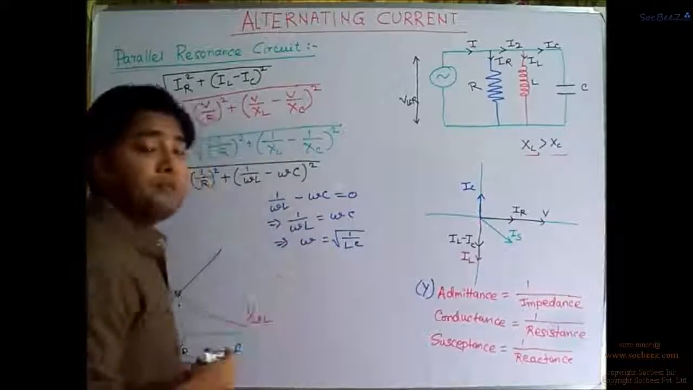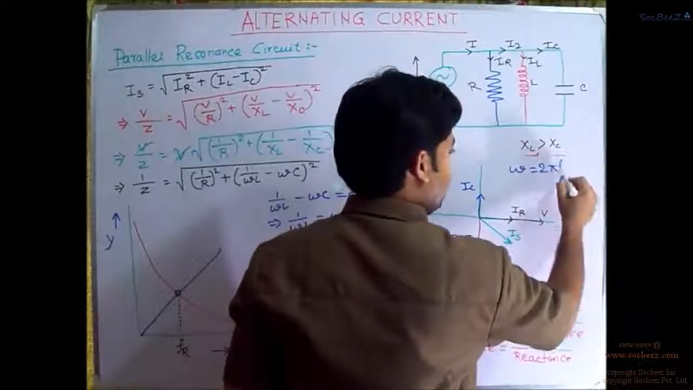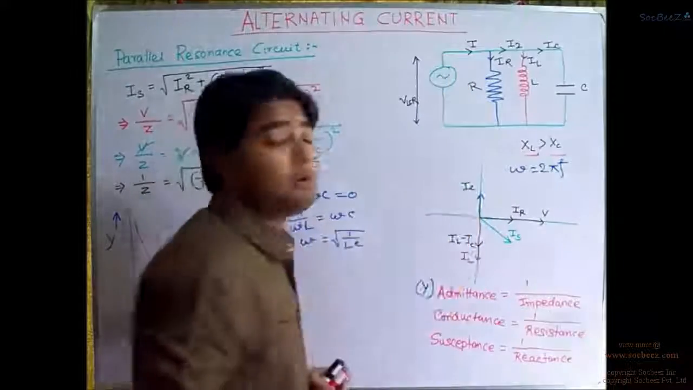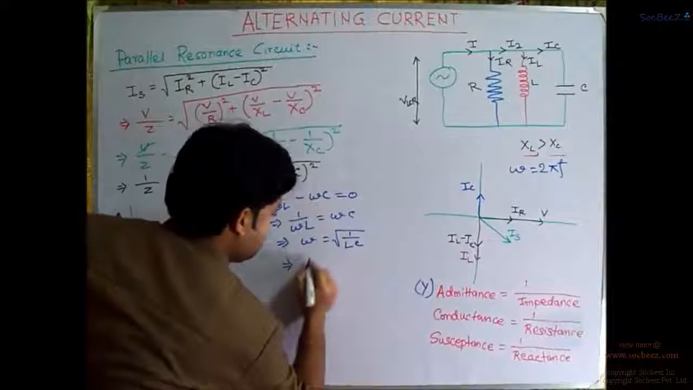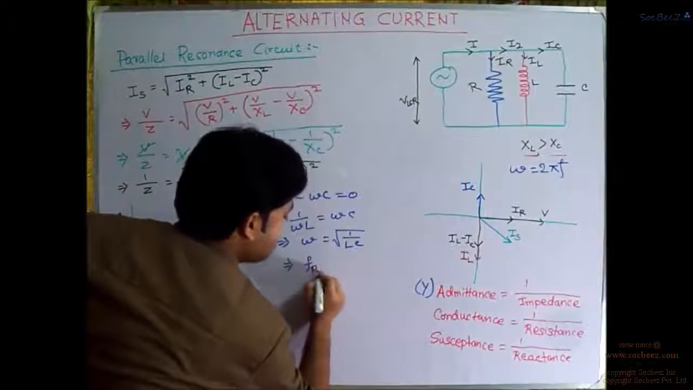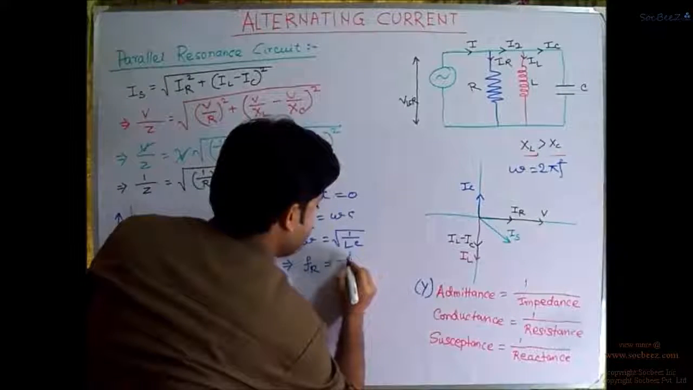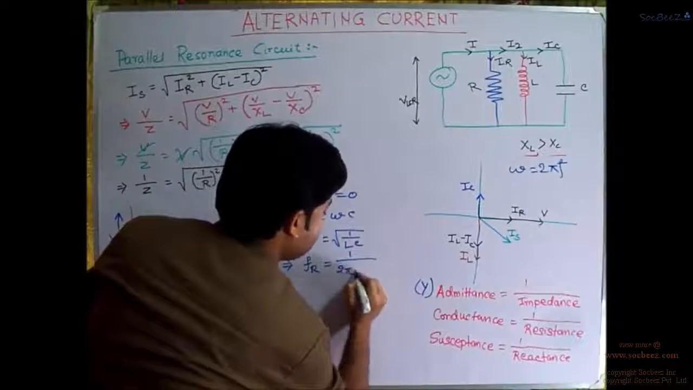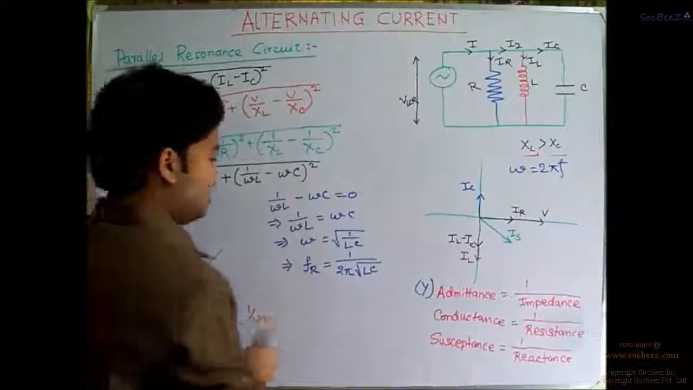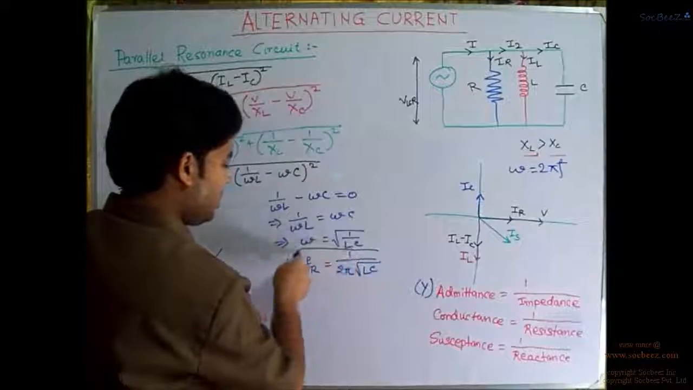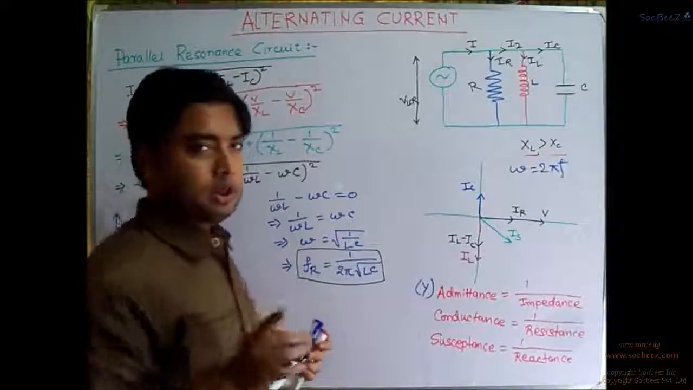And as we know that the value of omega is simply equal to 2 pi f, where f is the frequency of this alternating power supply. So we can say that f, or the resonance frequency at this particular point, will simply be equal to 1 divided by 2 pi root LC. So we have found the expression for the resonance frequency over here. Now observe one thing very clearly.